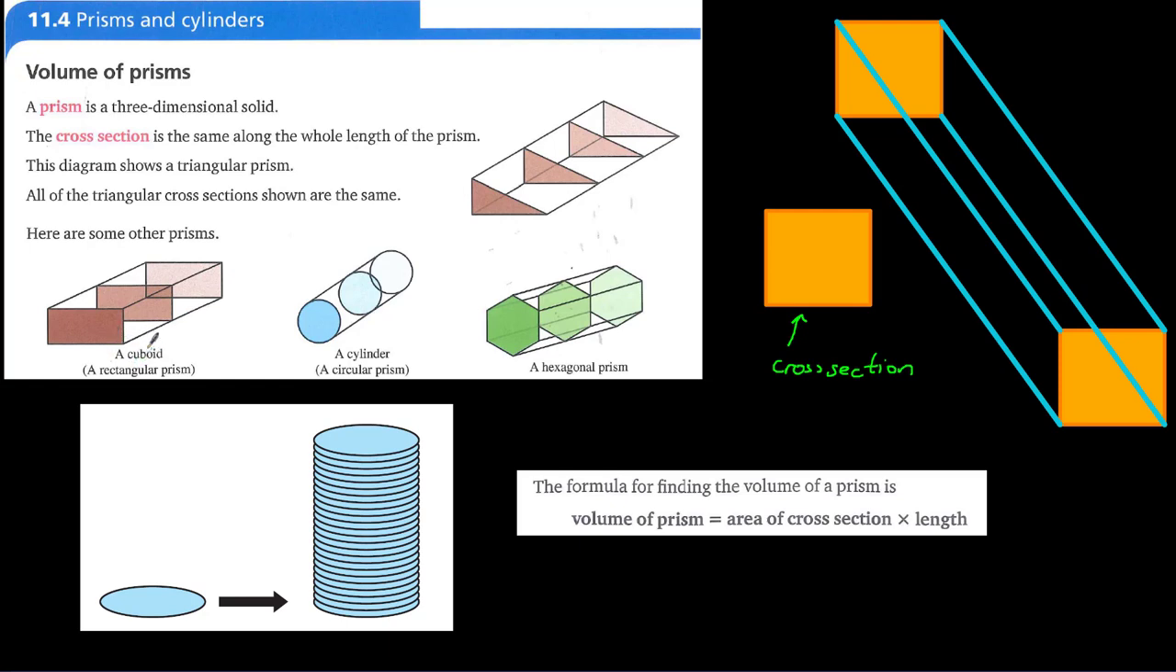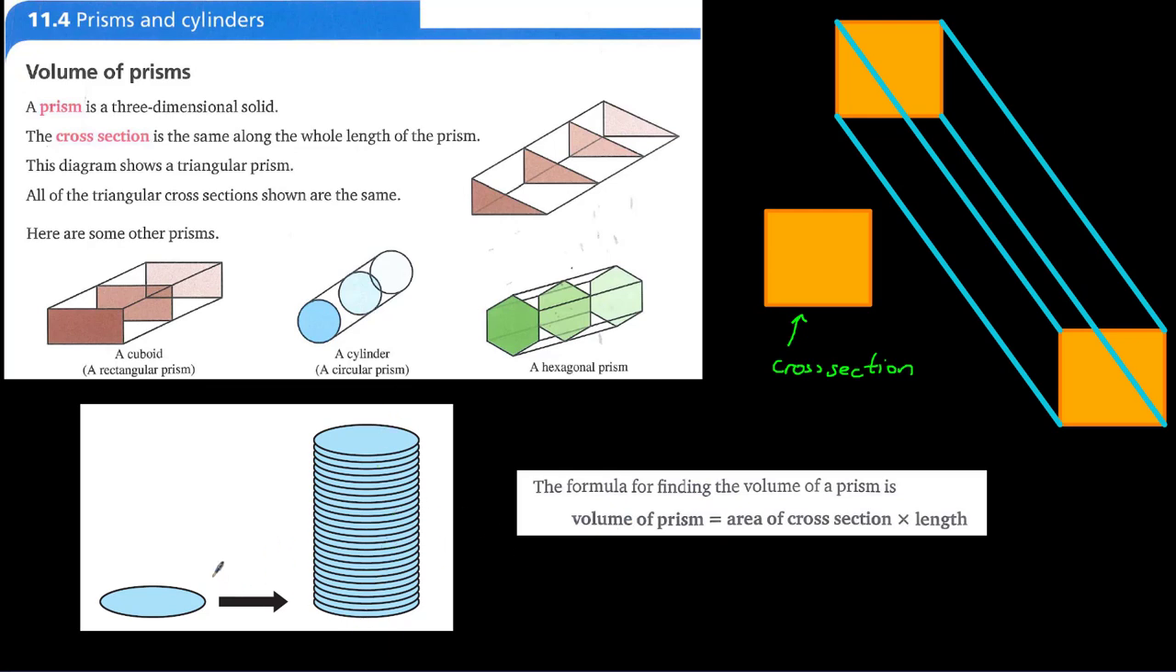The cuboid is a rectangular prism, which means the rectangle is repeating here. In the cylinder, a circle is repeating. In the hexagonal prism, a hexagon is repeating. So with respect to that, we are finding the volume. We try to show it like this.